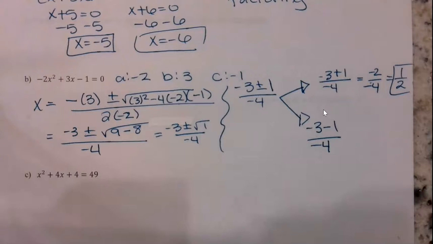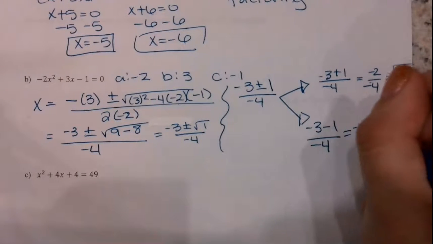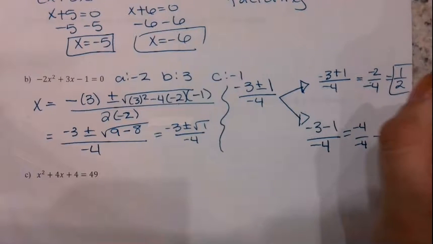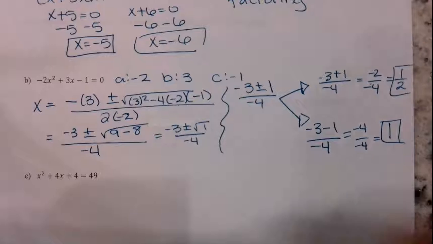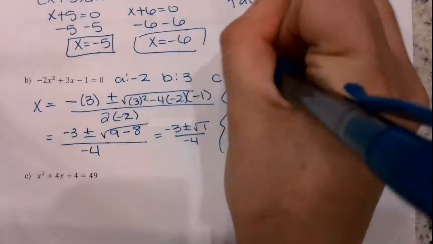On the second one, I'm going to move my mouse off the screen. I get negative 3 minus 1, which gives me negative 4, divided by negative 4, which gives me positive 1. And I want to say I used the quadratic formula.